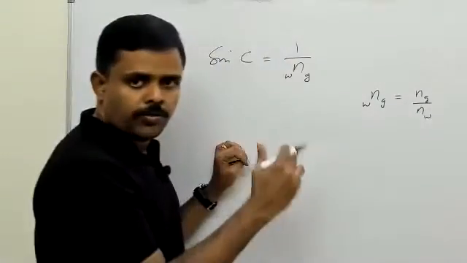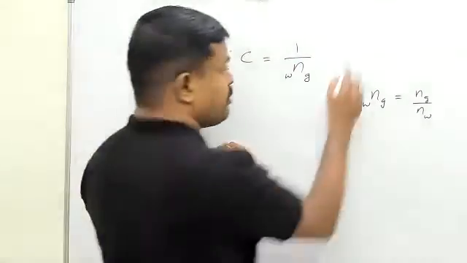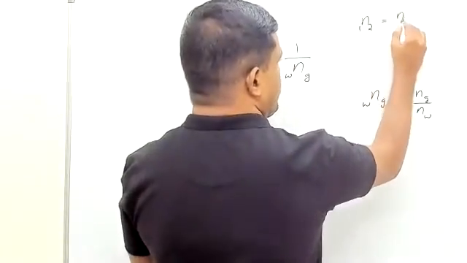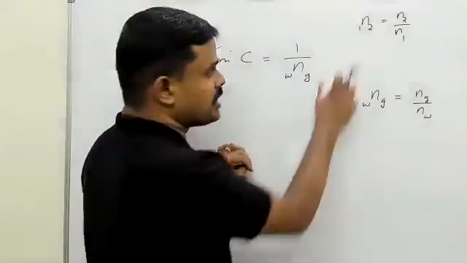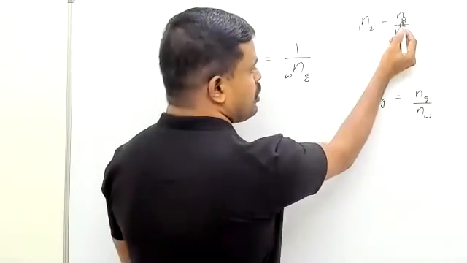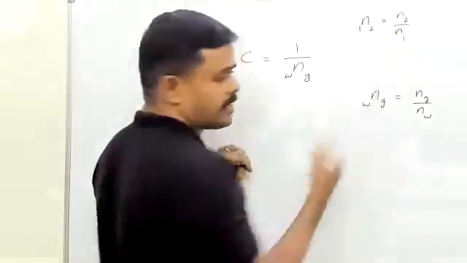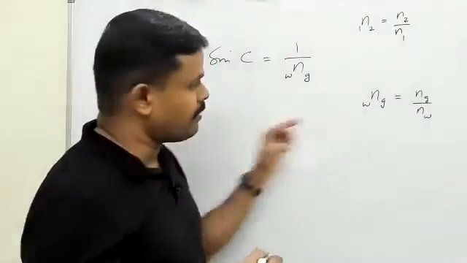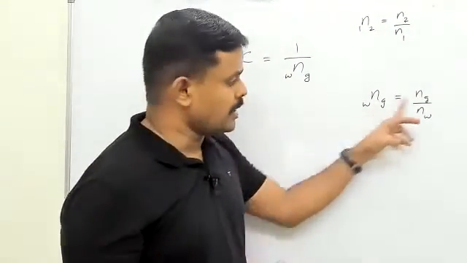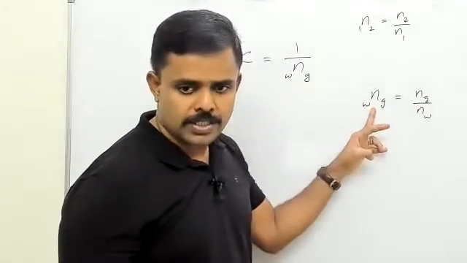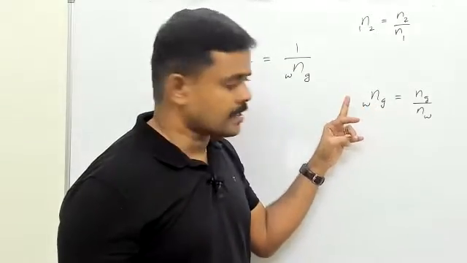Because N21 is, tell me, what? N21 is N2 by N1. Relative refractive index is absolute refractive index by absolute refractive index. N21 is N2 by N1. Similarly, NGW is what? NG by NW. Refractive index of glass with respect to water.